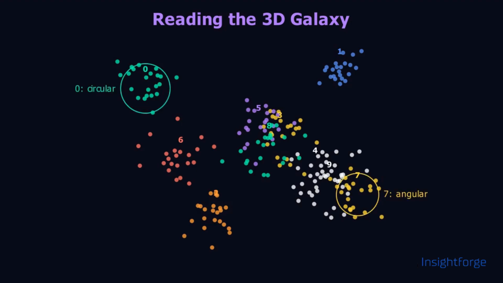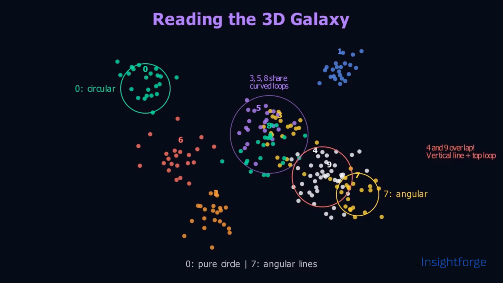First, look at how the 0 cluster and the 7 cluster are positioned on completely opposite sides of the universe. This makes total sense because zeros are purely circular, while 7s are highly angular geometries. But then, look at how the 3, 5, and 8 clusters are huddled closely together. They share curved upper loops, making them look highly similar to the algorithm. Even more fascinating is the heavy overlap between the 4 and the 9 clusters. Both share long vertical lines and top loops, explaining exactly why even advanced models occasionally struggle to differentiate between them.